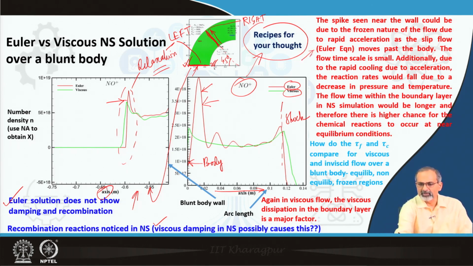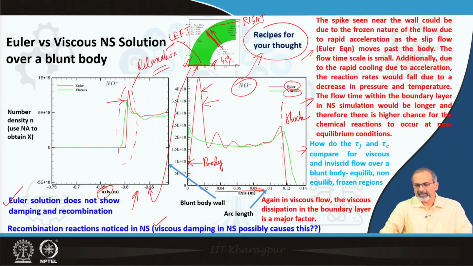This is something you may recall we had discussed when we were discussing inviscid flow past blunt bodies. The flow time scale is small. Additionally, due to rapid cooling, due to acceleration, the reaction rates would fall due to a decrease in pressure and temperature. The flow time within the boundary layer in Navier-Stokes simulation would be longer, and therefore, there is a higher chance for the chemical reactions to occur at near equilibrium conditions. So, this is a comment made, but you have to judge whether this would make sense or not.